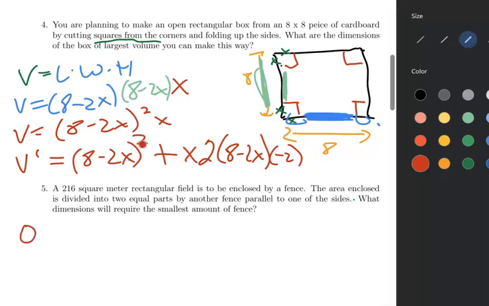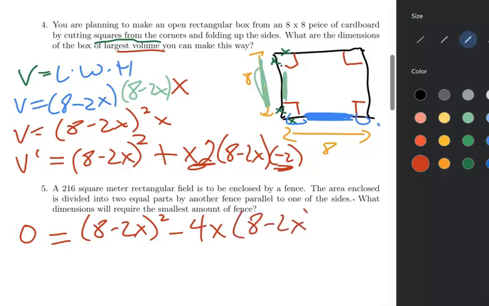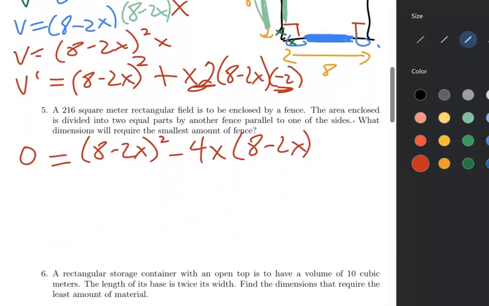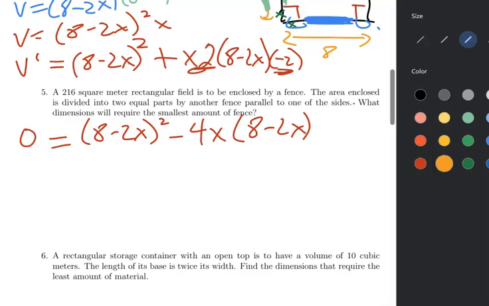So I know I'm going to be setting this equal to 0 because I want the largest volume. I'm not going to multiply this out. I'm just going to leave it. These numbers here, don't they give me a negative 4x, 8 minus 2x? Okay, so then I see that there's two terms and they both have an 8 minus 2x in common. So let's factor out an 8 minus 2x.